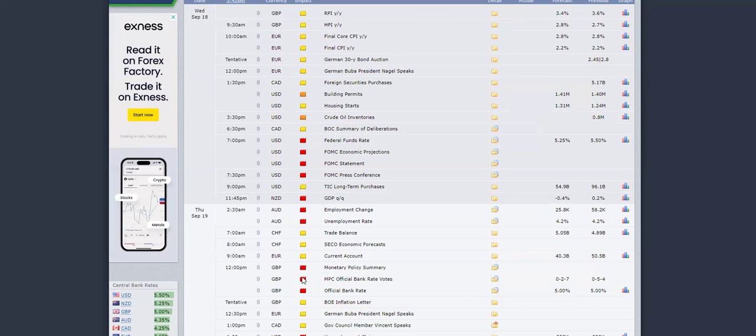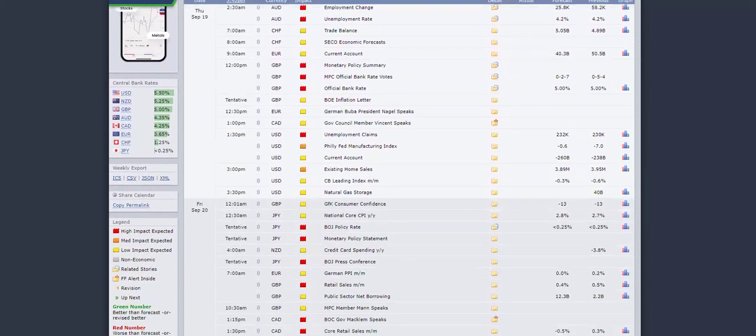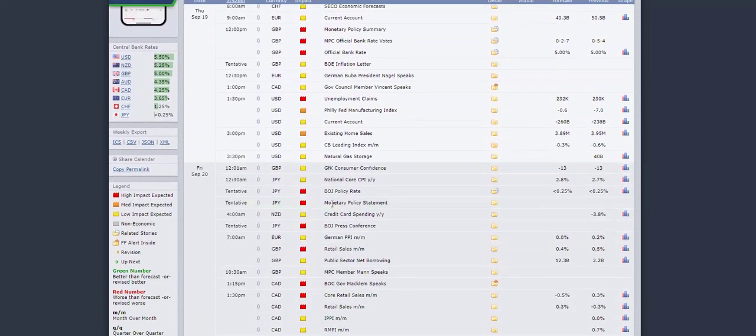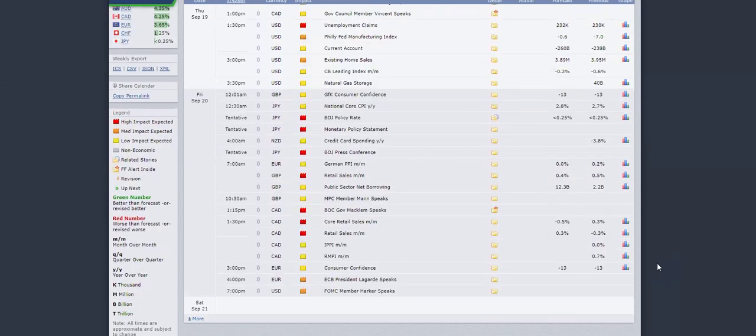We also have monetary policy on GBP on Thursday. This is important news: MPC official bank rate vote. We also have this news on GBP on Thursday. So this week we have some important news that can move the market. On Friday, we also have news on the monetary policy statement on JPY. We'll have some major news this week. This is CAD also this week. So these are some of the major news we'll have for the week, and that is all for this week.